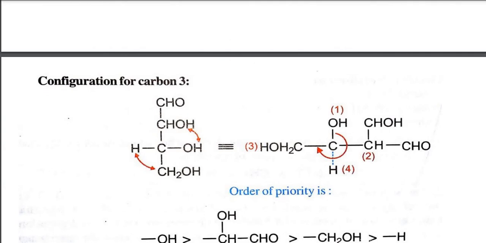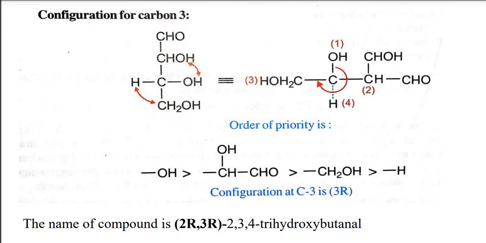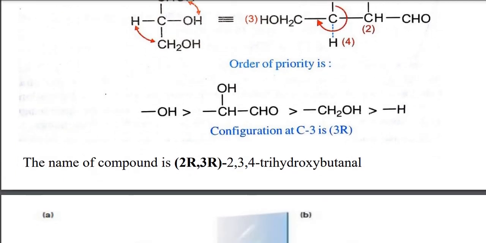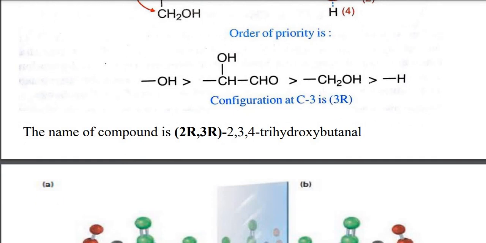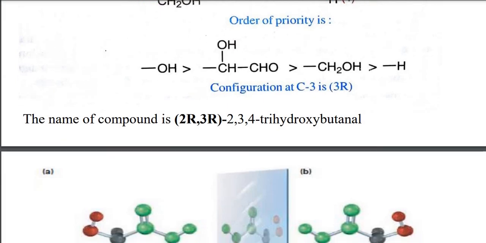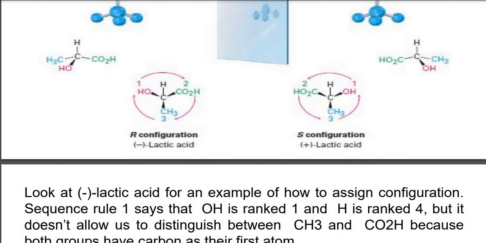For the configuration of carbon 3, you repeat the same way. The order of priority is OH greater than CHO and CH2OH, and hydrogen. So the configuration at carbon 3 is 3R. So the name of the compound is 2R, 3R, where 2 represents the position and R represents the configuration: 2R, 3R, 2,3-dihydroxybutanal. Now look at these examples: minus means R configuration of lactic acid and plus means S configuration of lactic acid.